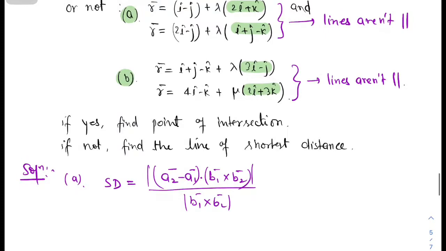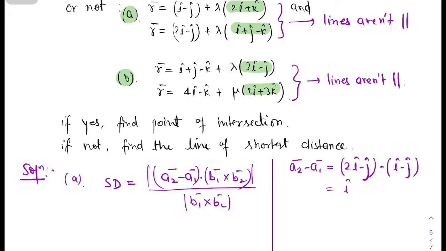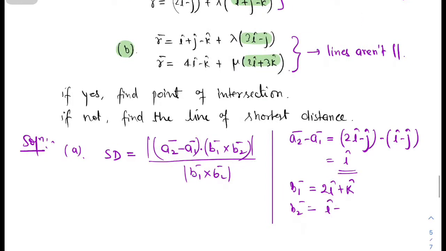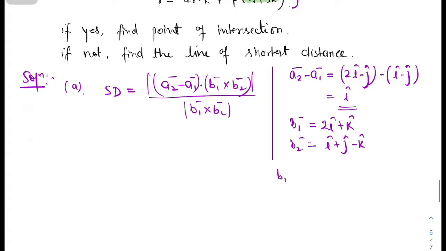So let us first calculate what is A2 minus A1. A2 is 2i minus j and A1 is minus i minus j, so it becomes i cap only. Yes, i cap. What is B1? B1 vector is 2i plus k and B2 vector is i plus j minus k. So what will be B1 cross B2?